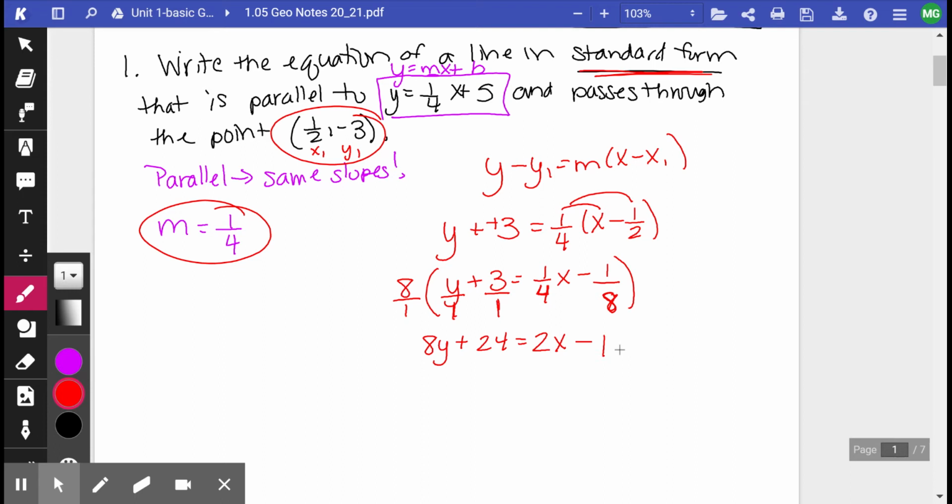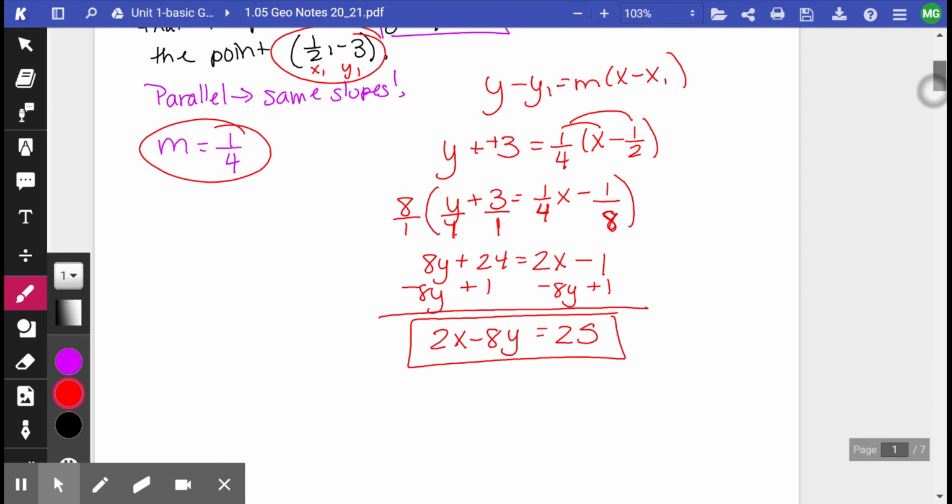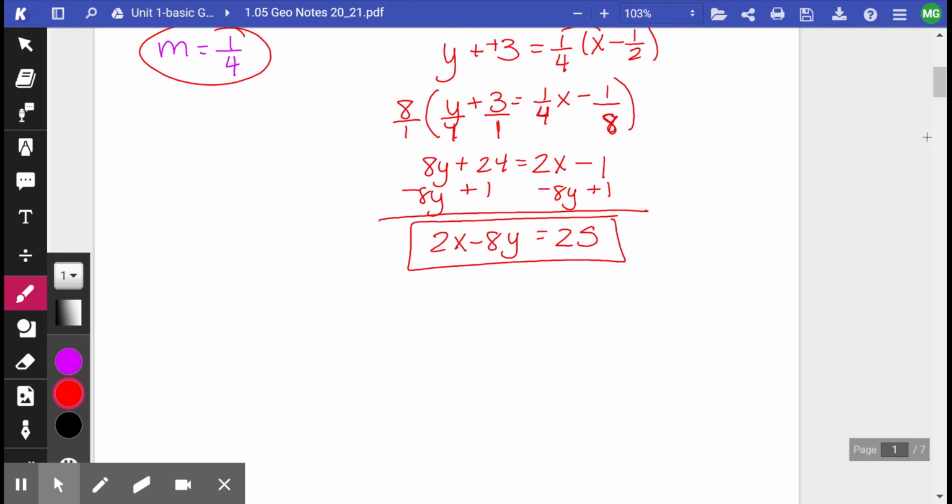Now again, I want standard form, so I want all my x and y terms on the same side. So I'm going to keep 2x positive, and I'm going to subtract the 8y over, and then I'm going to add my 1 over to this side. I'm going to do everything all in one step. So I'm going to get 2x minus 8y equals 25. So a, b, and c are all nice integers, and that's what our answer would be in standard form.